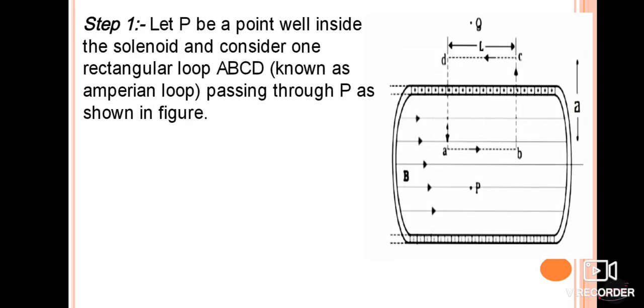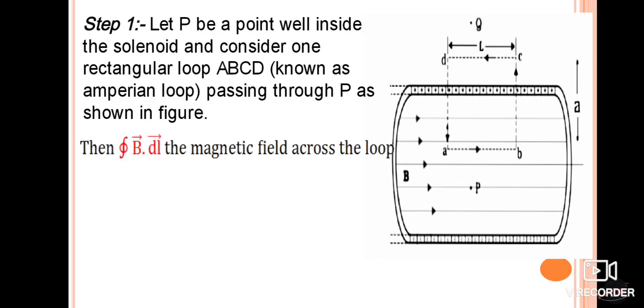Coming to the derivation, in step 1, let P be a point which is well inside the solenoid, and we consider one rectangular loop ABCD, known as an Amperian loop. As you can see in the figure, the point P is enclosed by that rectangular loop.